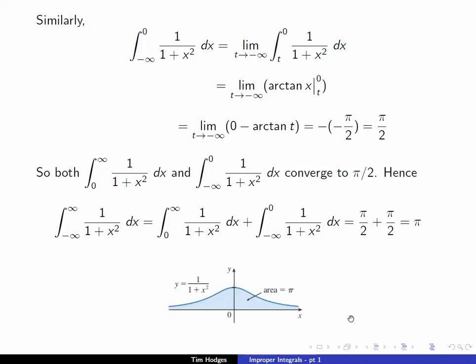So this is one kind of improper integral. There's another kind where our function has a vertical asymptote, and we'll consider that kind of integral in the second part.